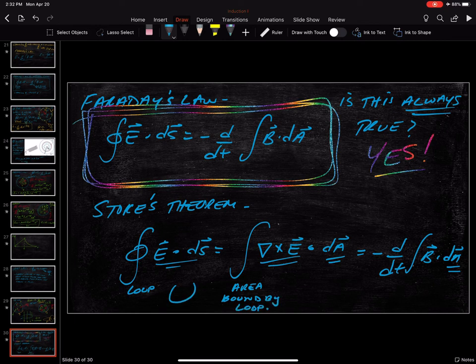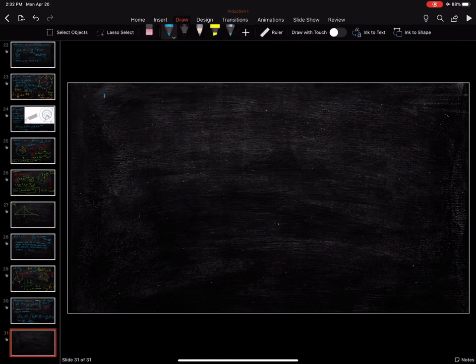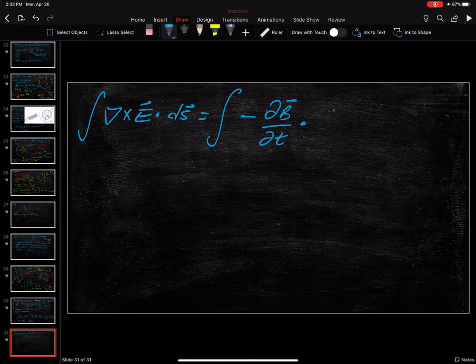So if you integrate around a circle, this is your loop, and then the area here of that circle is that area. Okay, so let me rewrite it. So the integral of del cross E dot dS is equal to, let me take this derivative inside, minus dB/dt dot dA, and I need a partial derivative now because when I integrate over the area, I get rid of the space. I integrate over position. The whole thing just depends on time.